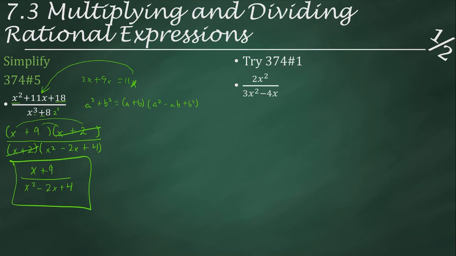Why don't you try number 1? Pause this while you do it. The answer should be 2x over 3x minus 4.